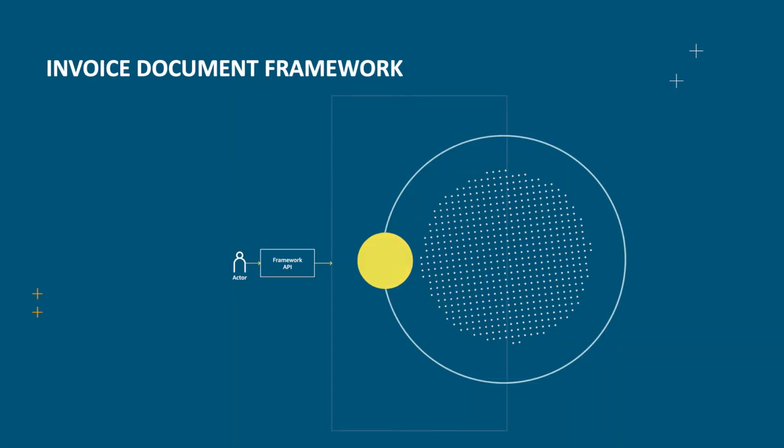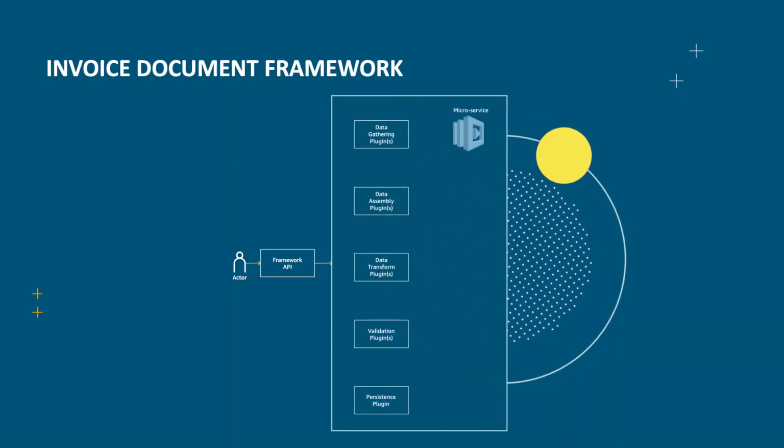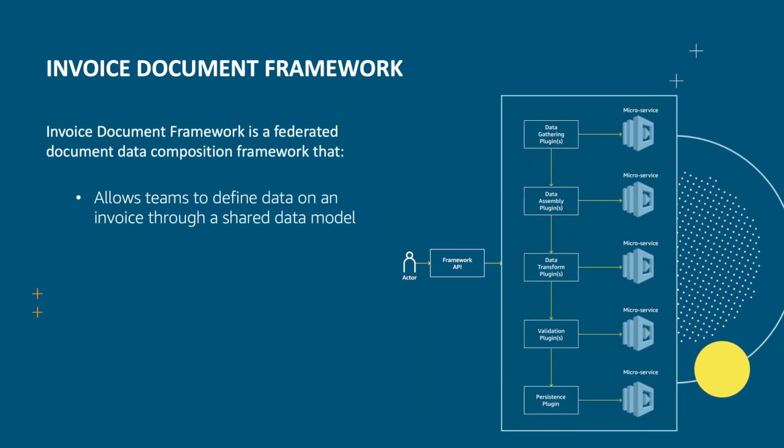We built the Invoice Document Framework, which is a federated data composition framework for financial components. In this framework, teams came together and agreed on a shared data model and decide which team is responsible for what data. For example, Team 1 could provide address data and Team 2 could provide tax data.